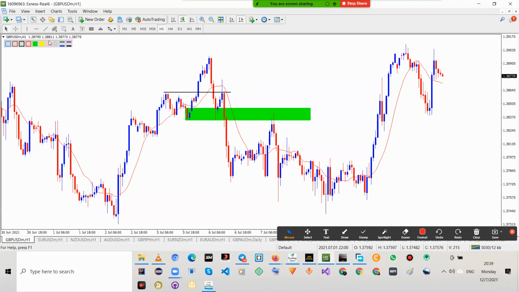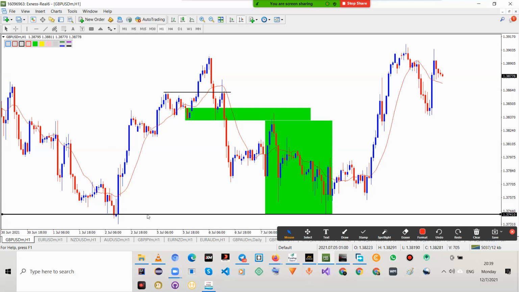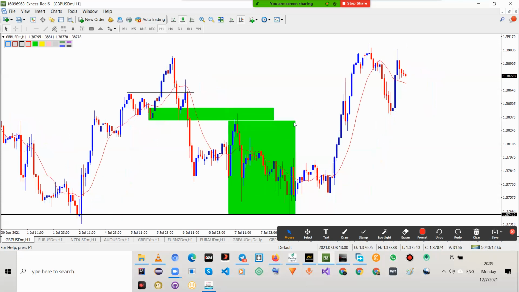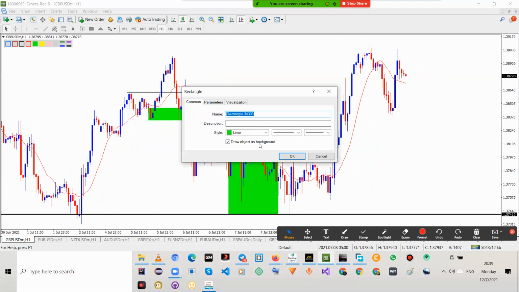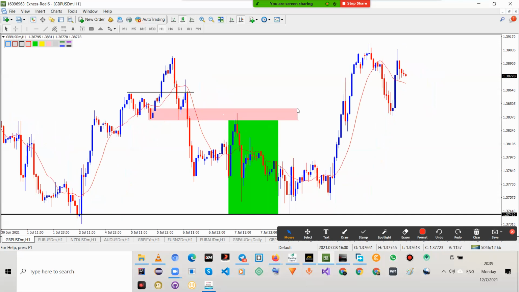That's the entry, and our take profit will be right here at the bullish order block, at the previous low, where we can place our bullish order block. Let me change the color to pink. So you see that the same things apply, guys. The stop loss will be right here.